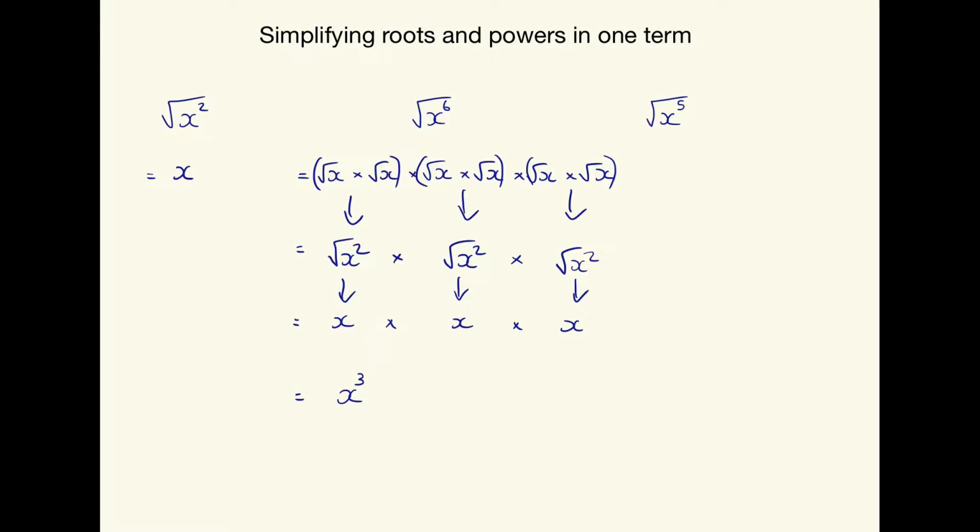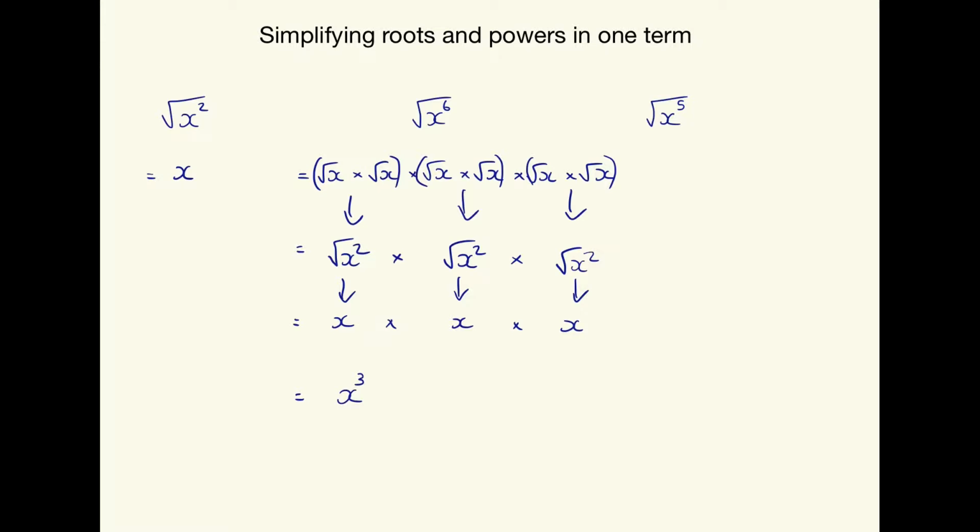Now, it gets a little bit harder again when you have something like root x to the power of 5. With root x to the power of 5, it's not as easy as just halving 5, because that's not going to be helpful for us. There's one more little trick we can do. But I'm going to show you the understanding part.